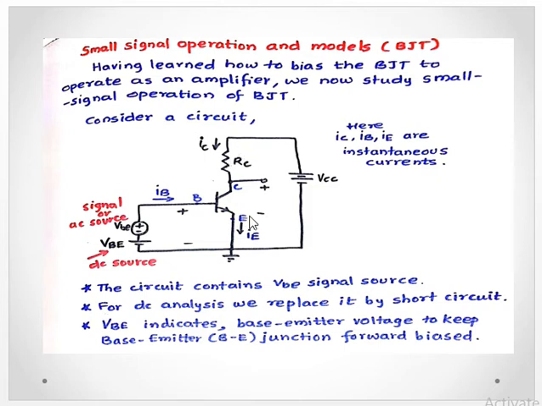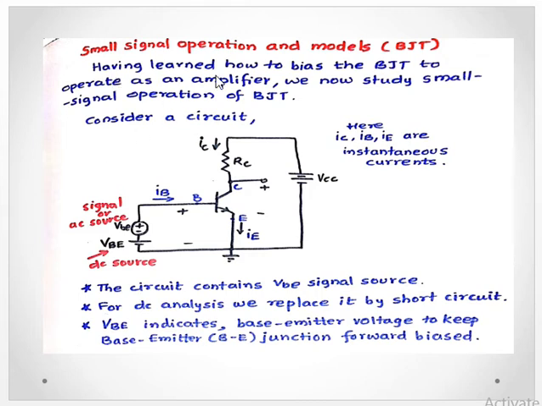RC is a collector resistance, emitter resistance is not there, emitter is directly connected to ground. The current flowing in the collector we refer to as IC, base IB, emitter IE. Here iC, iB and iE represent instantaneous currents. The circuit contains a vbe signal source. For DC analysis we replace it by a short circuit. VBE indicates the base emitter voltage, the base emitter junction being forward biased.